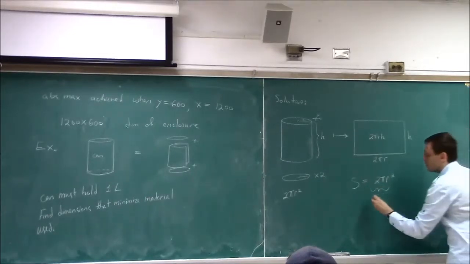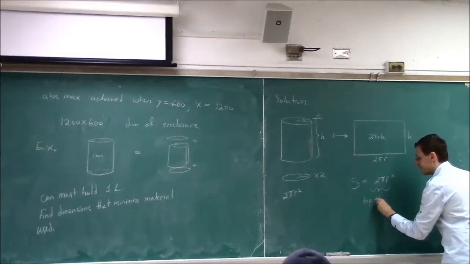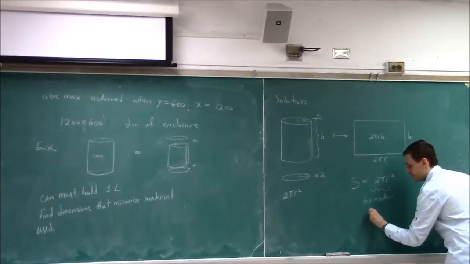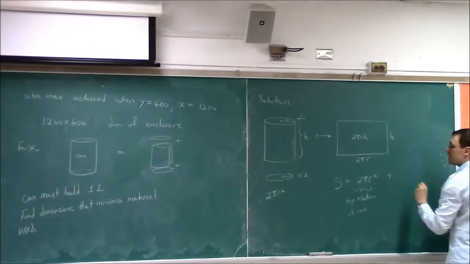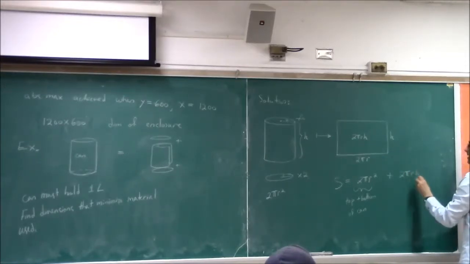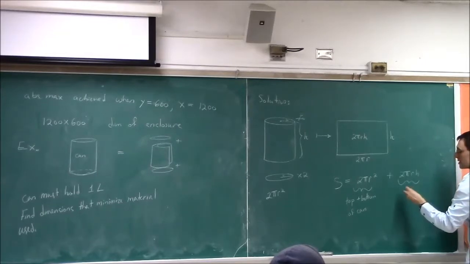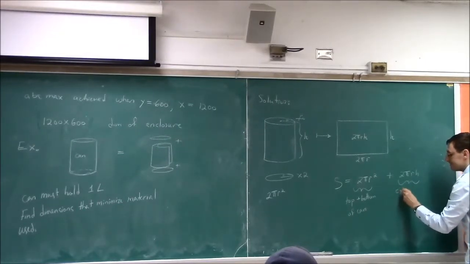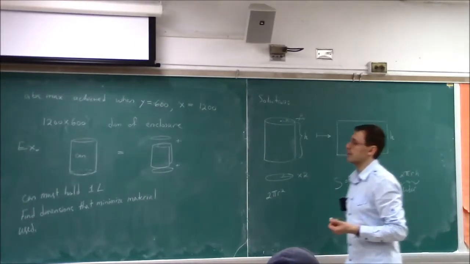Right? So the surface area of the can is 2 pi r squared, which corresponds to the lids, top and bottom of the can, plus 2 pi r h, which is the cylinder. Agreed? So that is our equation of the surface. Notice there are two variables, r and h. We must eliminate one of them somehow. So how do we eliminate it?